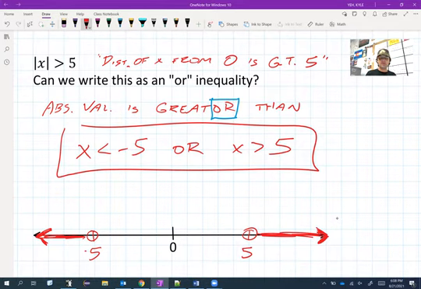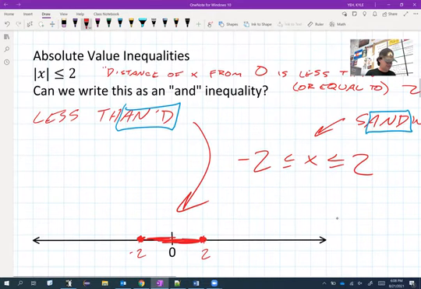So these previous two examples are just to build the understanding of absolute value inequalities. What are they really saying? They're saying distance from 0 greater than 5. So we have to be further away than 5 on either side. Or distance from 0 is less than or equal to 2. So we need to be within 2 units on each side.